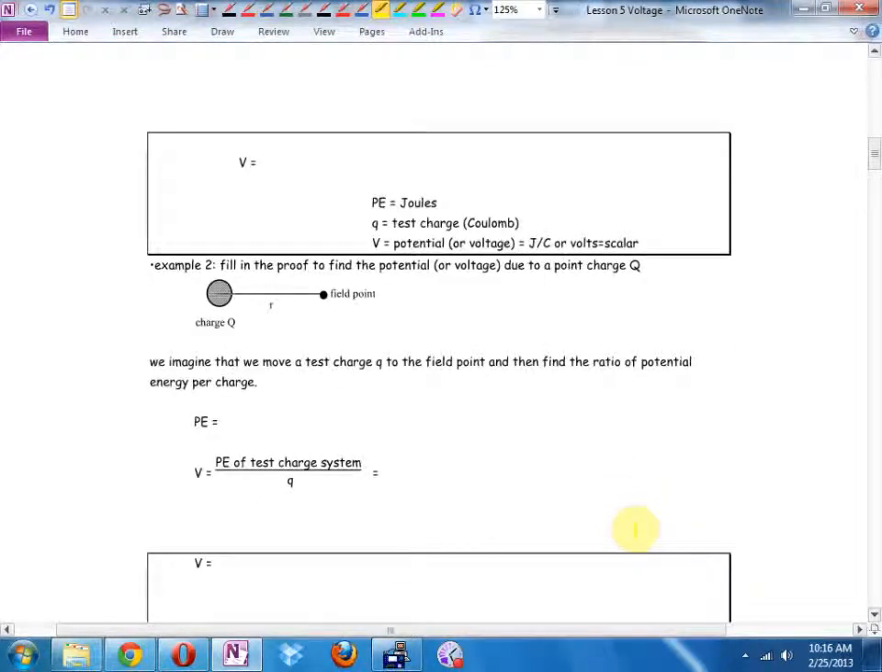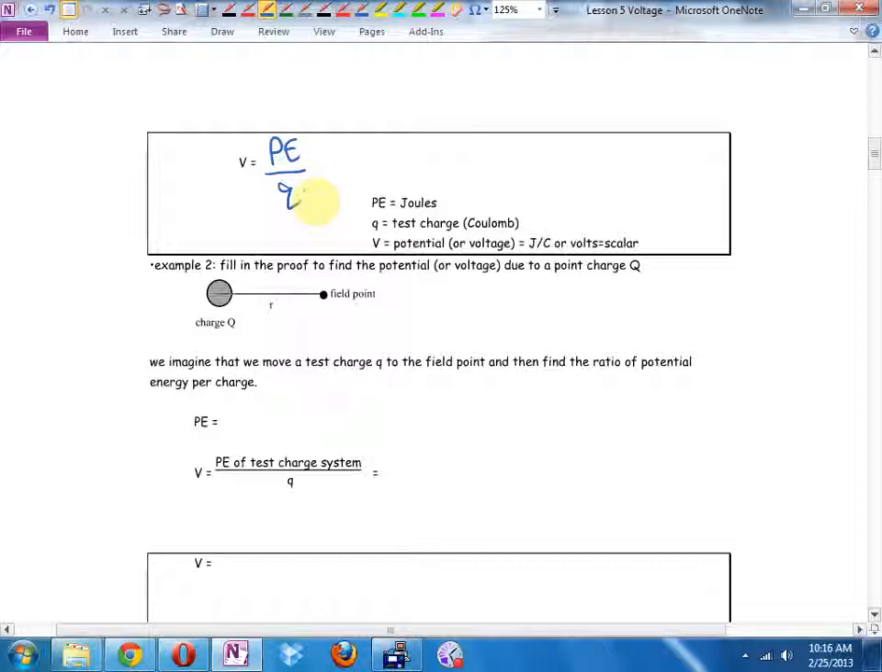Or next page over. So here is the definition. What's a volt? A volt is defined as how much potential energy per Coulomb there is at that location. That's its definition, and from that definition, we can generate an equation.